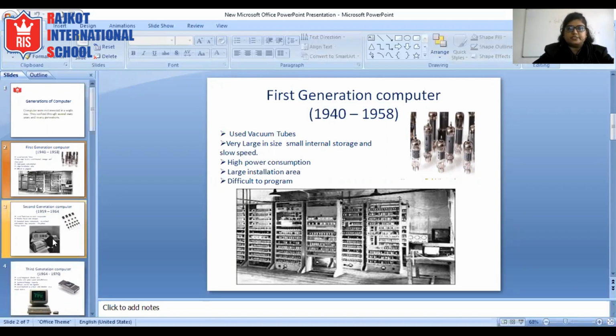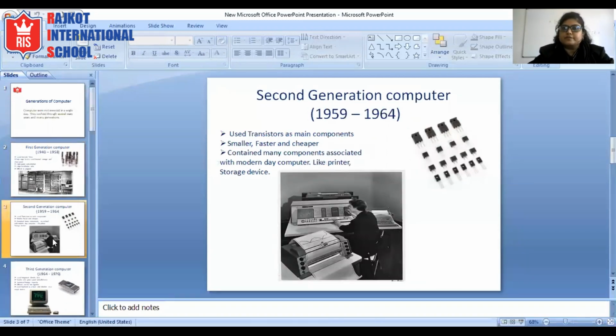Now second generation computer. The duration of second generation computer is 1959 to 1964. They used transistor as their main component. Here you can see the picture of transistor which they were using as their main component. In this generation they replaced vacuum tubes. They were using transistor as their main component to make computers smaller, faster and cheaper.